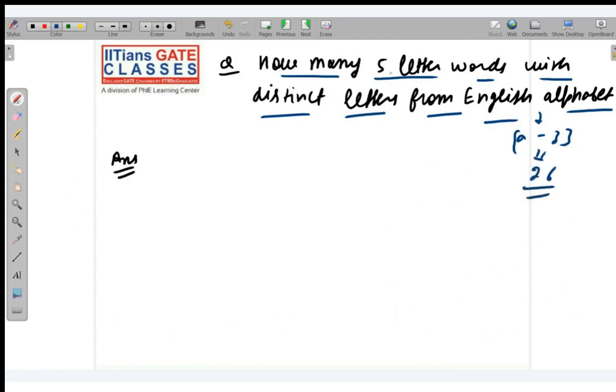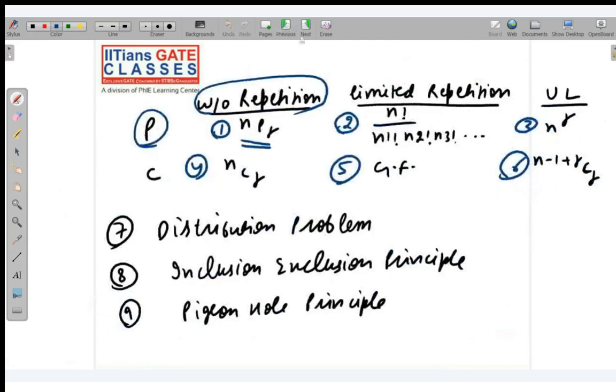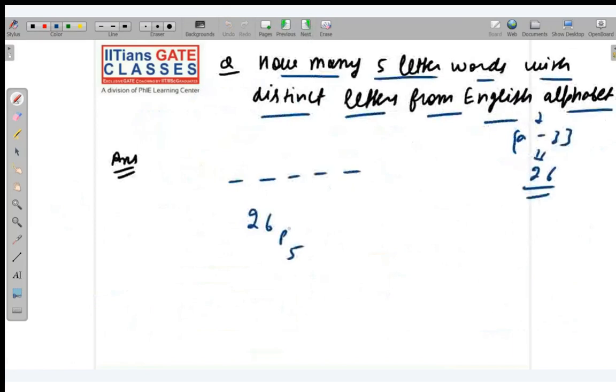So what they are saying: how many 5 letter words with distinct letters from the English alphabet? How many 5 letter words? 1, 2, 3, 4, 5, 5 letter words. So the answer to this question will be 26P5. And my suggestion is do not go by formula. Of course I have written the formula nPr and all, so you will get confused about what is n, what is r, and so on. So better is do not go by formula.